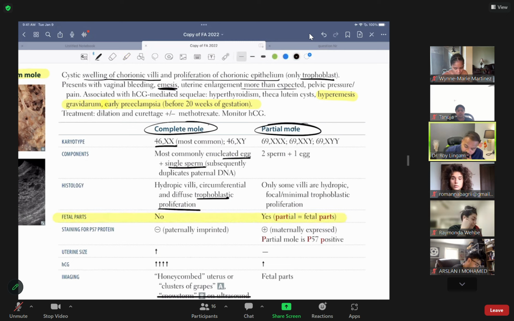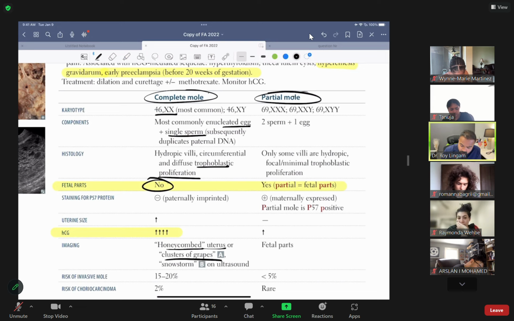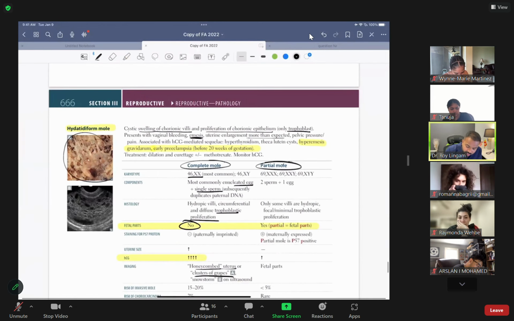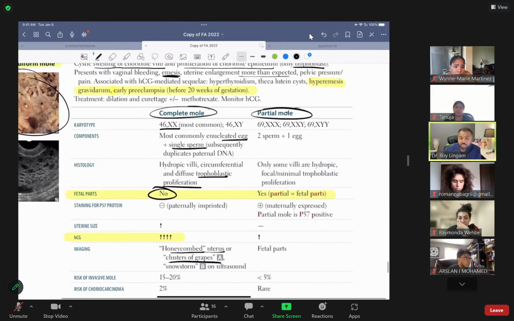The complete mole has no fetal tissue, so no fetal parts, folks. Okay, there is nothing in there. The second thing, the beta HCG is way high. On the imaging, we're going to see honeycomb uterus or cluster of grapes. Like, you see that? Those are the things because there's no actual fetal parts. That's why you see those things, folks. That's complete mole. Is everybody clear?